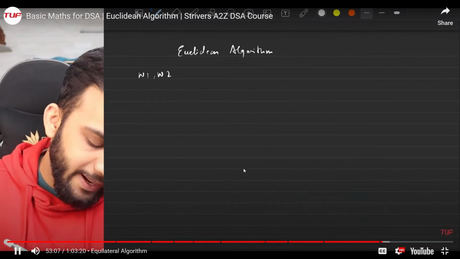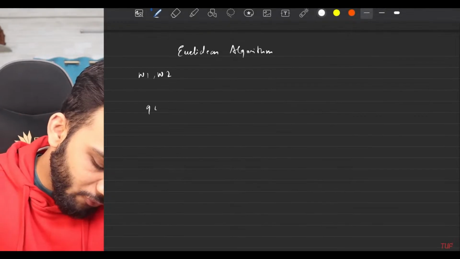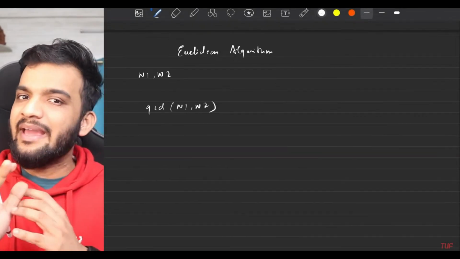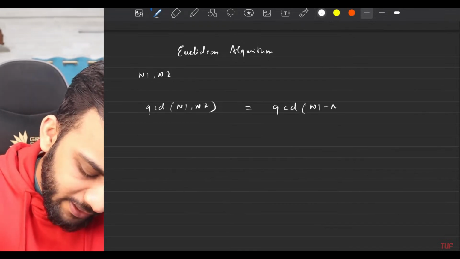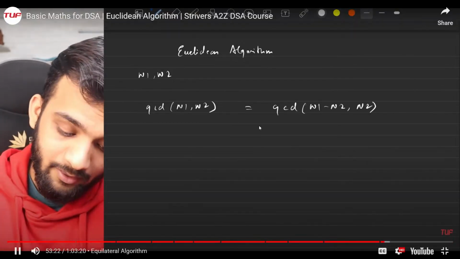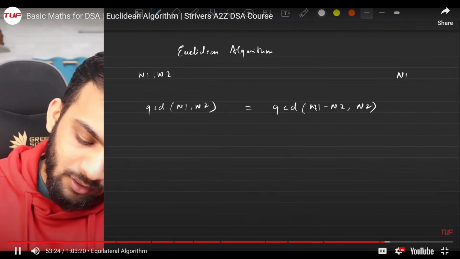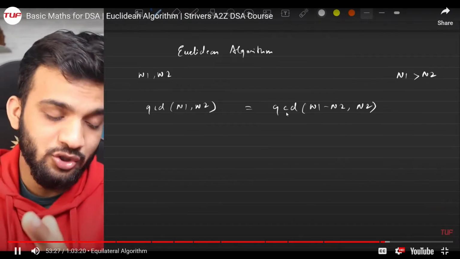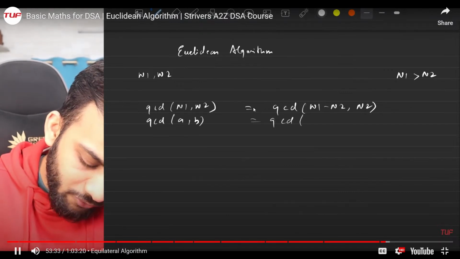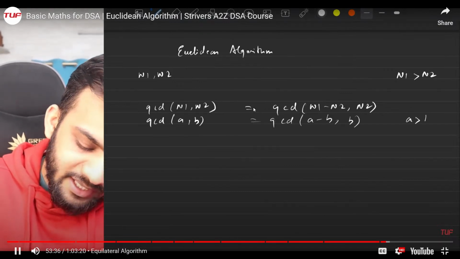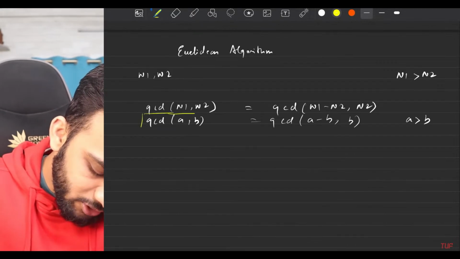If you're given two numbers n1, n2, the GCD of n1, n2 is equivalent to the GCD of n1 minus n2, n2, where n1 is greater than n2. Usually in books, you'll find it written as GCD of A comma B is equal to GCD of A minus B comma B, where A is greater than B. This is what the Euclidean algorithm states.